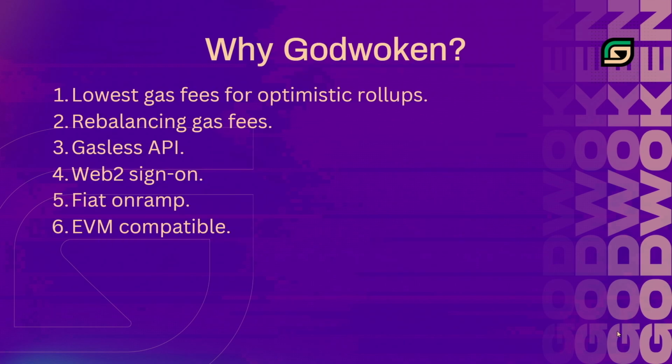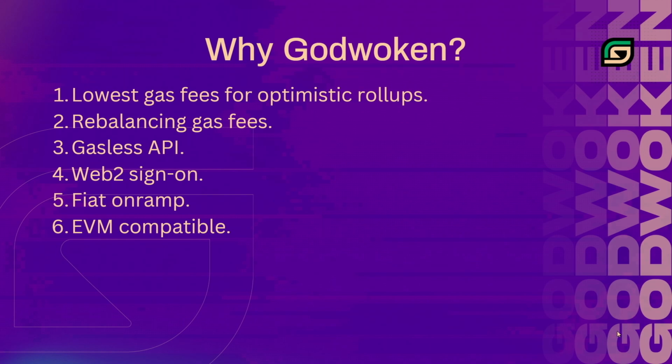Now, why would you want to build NFTs on Godwoken? Godwoken is a blockchain focused on creatives and game developers. So first, we have the lowest gas fees for optimistic rollups. If you look right now, it costs on Loopring about a penny to send Ethereum from one wallet to another. But to send PCKB from one wallet to another, it's about 0.004 cents. So it's less than half a penny to send transactions. So hands down, the lowest fees.